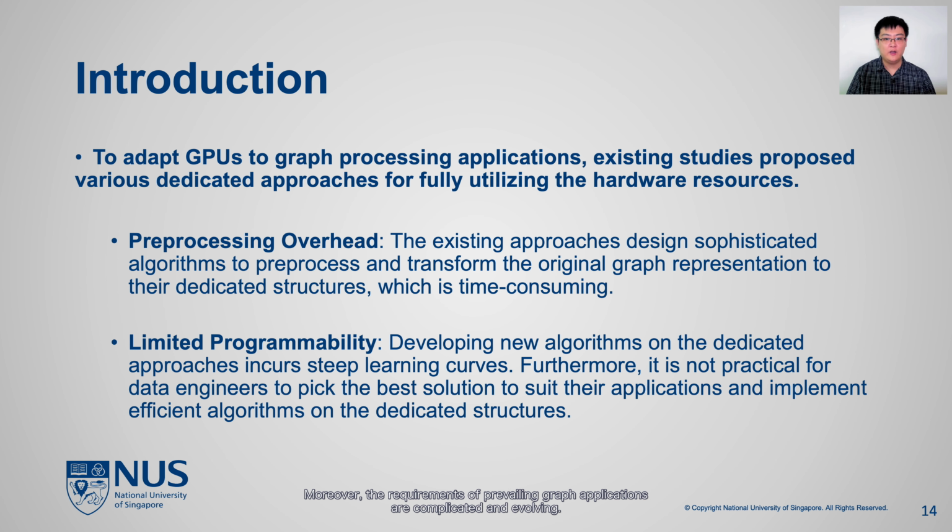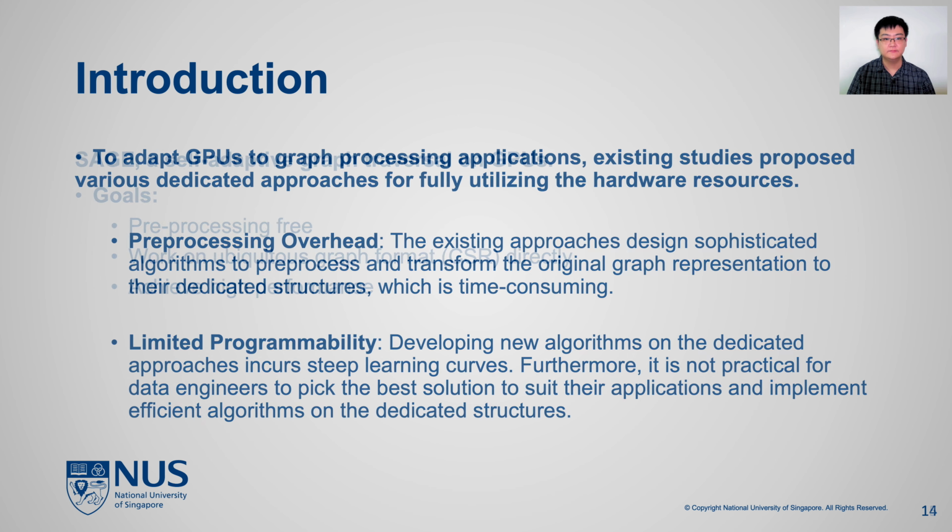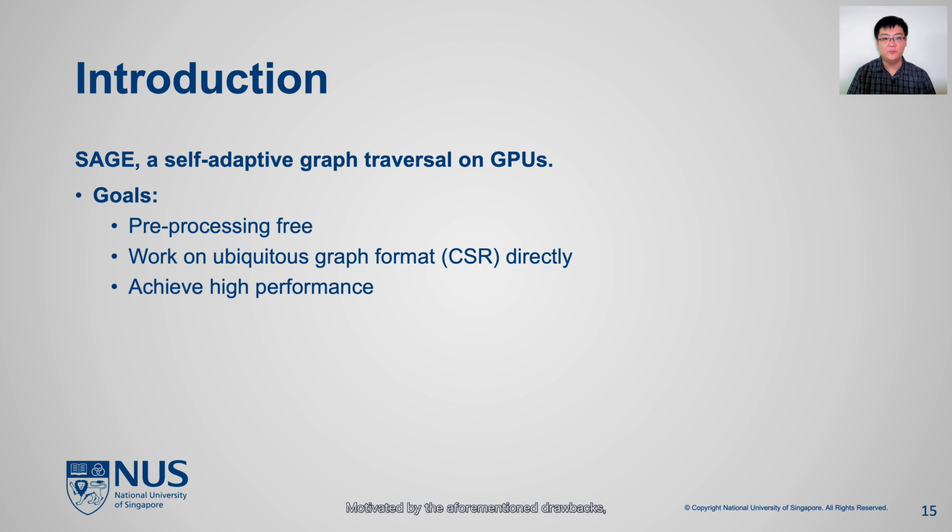Moreover, the requirements of real-world graph applications are complicated and evolving. As a result, the high programming difficulty impedes the popularization of GPUs as a graph processing accelerator in practical application scenarios. Motivated by the aforementioned drawbacks, we propose SAGE, a self-adaptive graph traversal, to support efficient graph processing on GPUs.